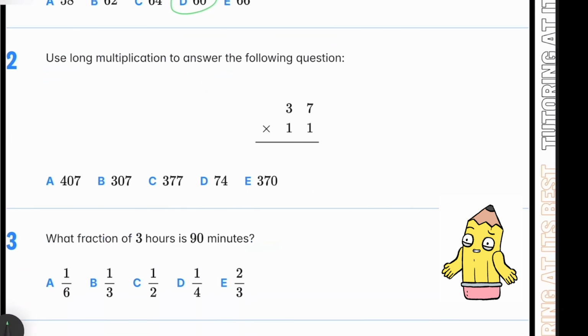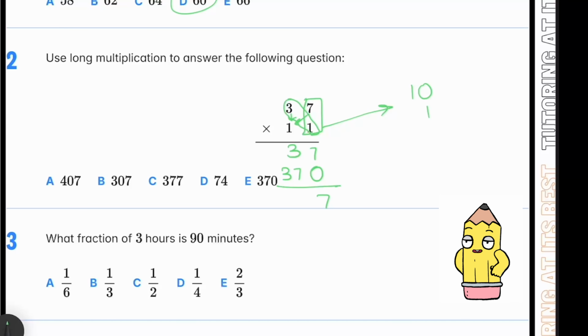Question 2. Use long multiplication to answer the following question. So we first calculate what multiplying by 1 is, and then we calculate what multiplying by 10 is. That is because we have 11, which is comprising of 10 and 1. So 7 multiplied by 1 is 7, 3 multiplied by 1 is 3. And now it's the tens column. So we place a 0, 7 by 1 is 7, and 3 by 1 is 3. We add this all together, and we get 407. A is our answer.